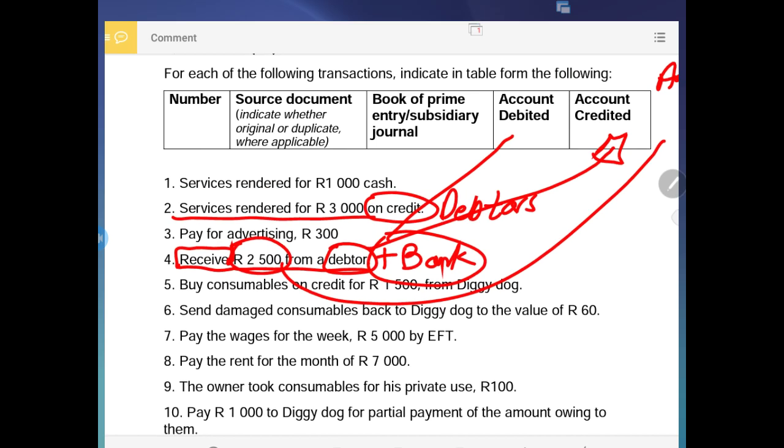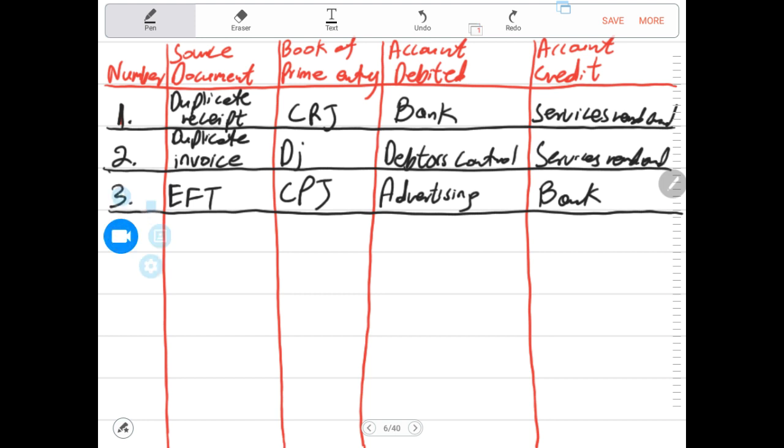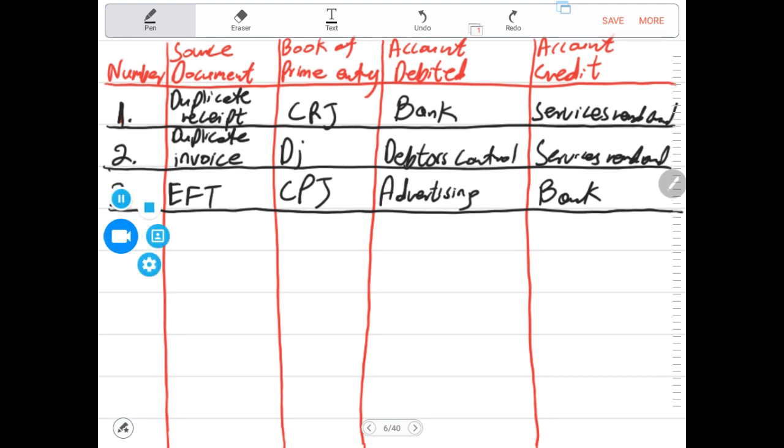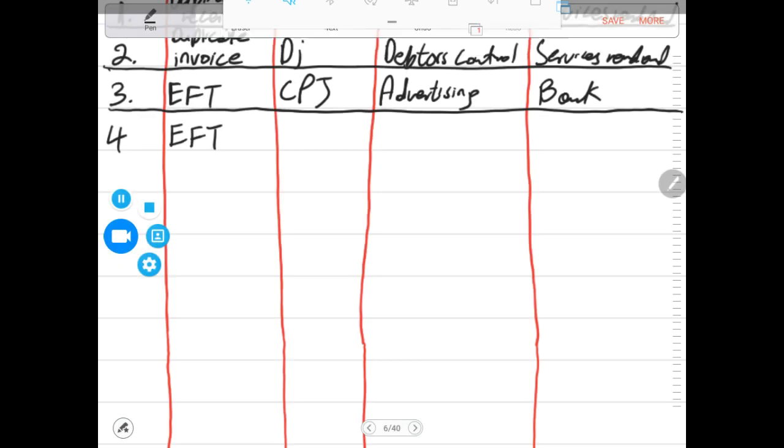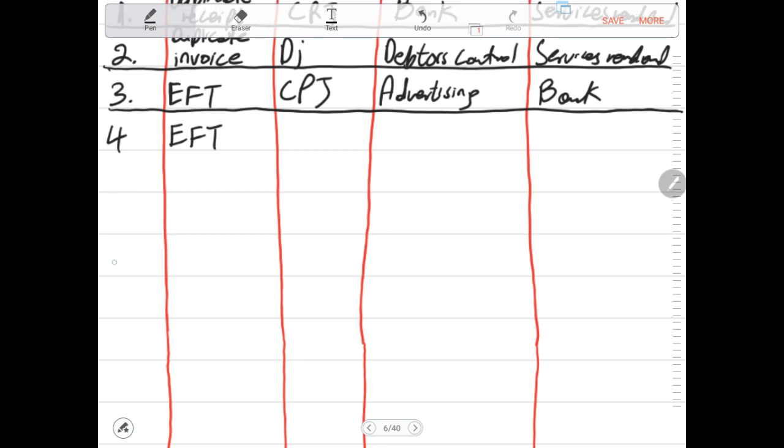Now let us go and record our number 4 in our table. Our number 4 on the table, we say we have received money. Obviously, if we received money, that will be EFT. Most of the time, whenever cash is involved, EFT is just involved. Just know, if there is cash involved, EFT is likely to be one of the source documents affected.